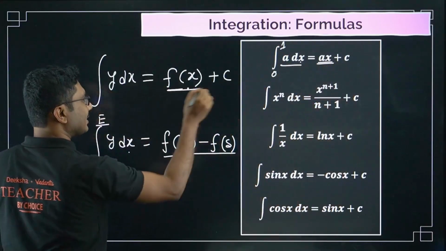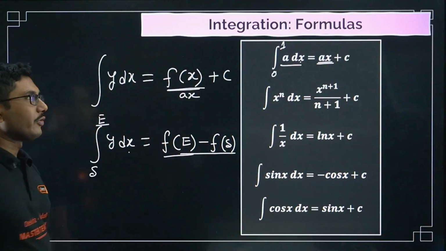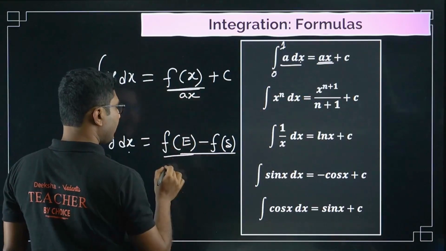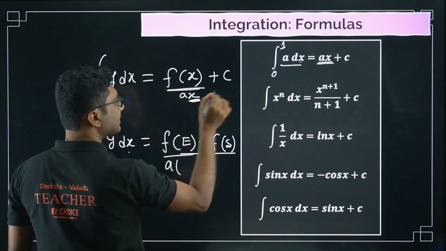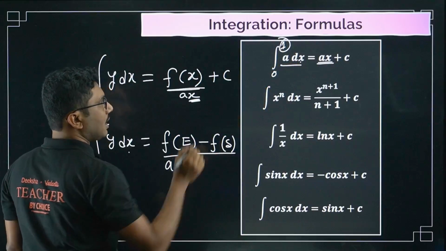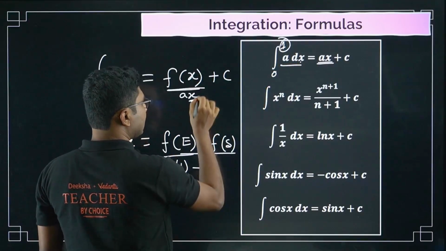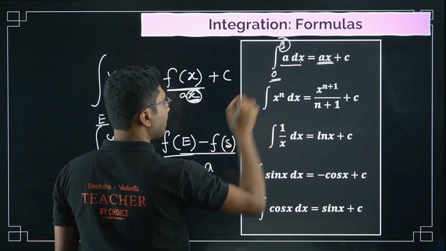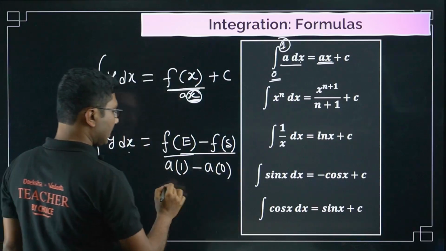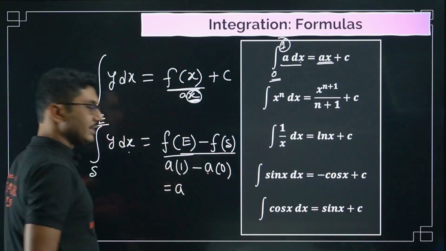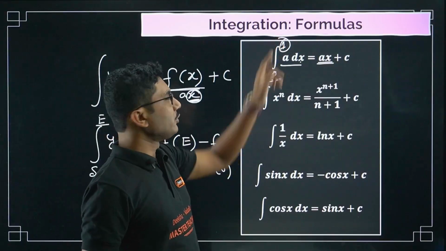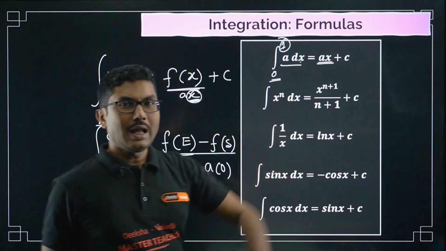ax is this function ax. Okay, now upper limit is 1. So first you have to put a into, instead of x you have to put this value 1 minus a. Instead of x you have to put the lower limit value, that is 0. Okay, now a into 1 is a, a into 0 is 0, so you get the answer as a. So same thing, if you put a limit, the answer will be a.